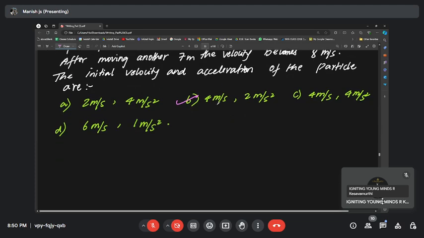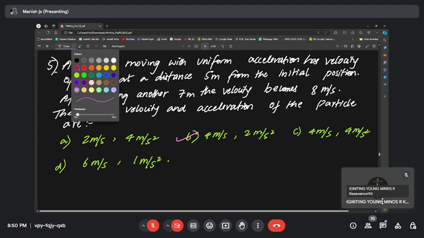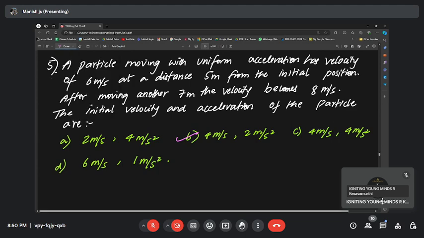Here, this question has two different sets of data. There are two different aspects to this particular question. Now, we'll go one by one. In the first part, they have given you the velocity of 6 meters per second and a distance of 5 meters. Both have been specified here.